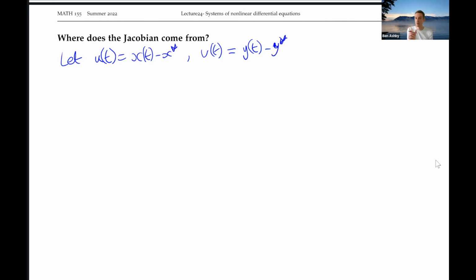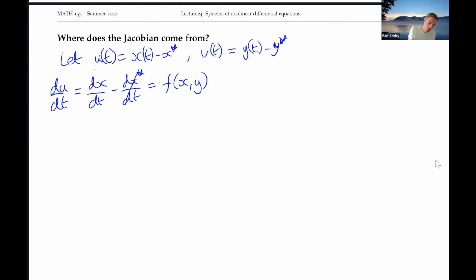So I'm going to move a tiny bit away from our equilibrium, and then if I want to work out the dynamics of u, I work out du/dt, which is just dx/dt minus dx star/dt, and this is just equal to 0 because it's a constant. So this is just f(x,y). And we can rewrite these equations in terms of u's, v's, x stars, and y stars. So this is just equal to f(x star plus u, y star plus v).